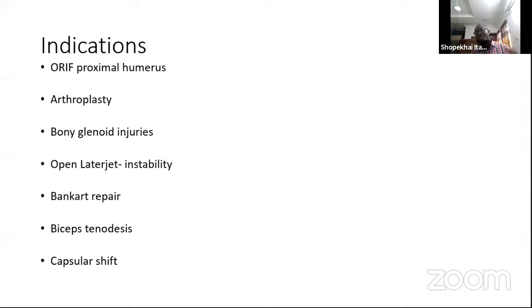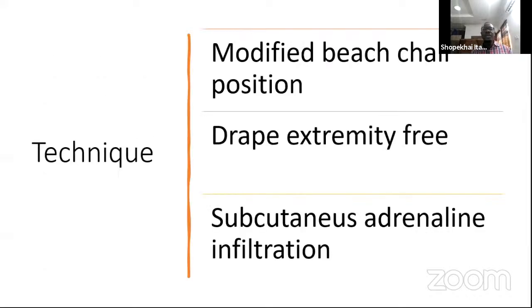Every other thing on this list has been addressed at this point with an arthroscopic approach. The technique for this is a modified beach chair position, in which the patient is supine and you have the upper body elevated for about 20-25 degrees. You can choose to put a sandbag on the medial aspect of the scapula. Some choose not to.